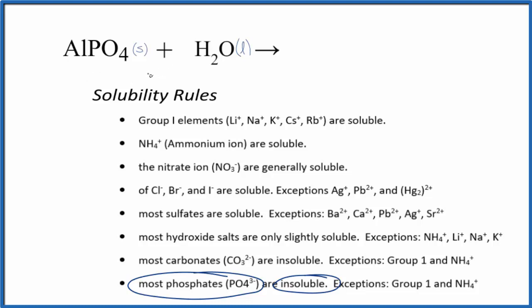We should note that when we say something is insoluble, we mean almost all of it will not dissolve, but a little bit usually does dissolve. So we could write the equation for that very small bit of the aluminum phosphate that dissolves in water. We know aluminum is 3 plus, and the whole phosphate ion here, that's 3 minus.